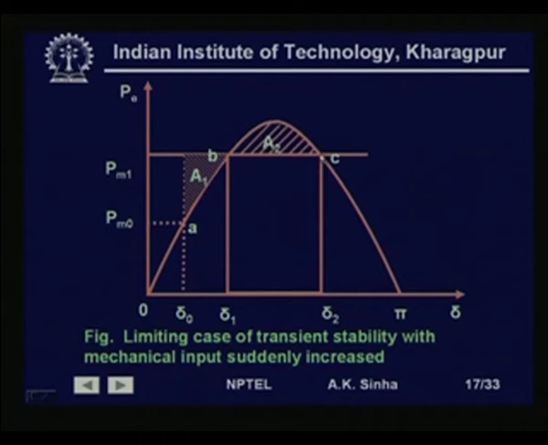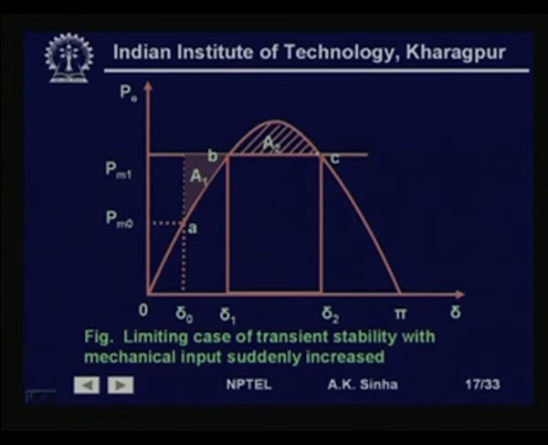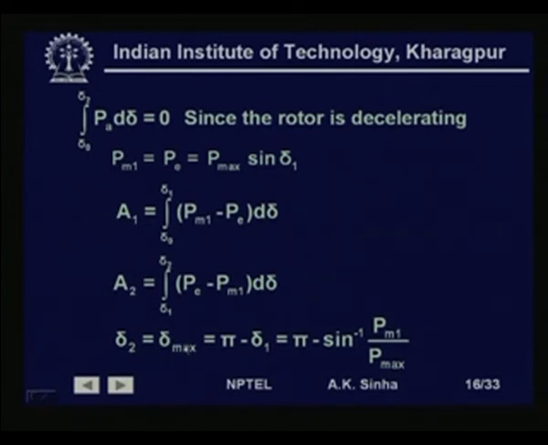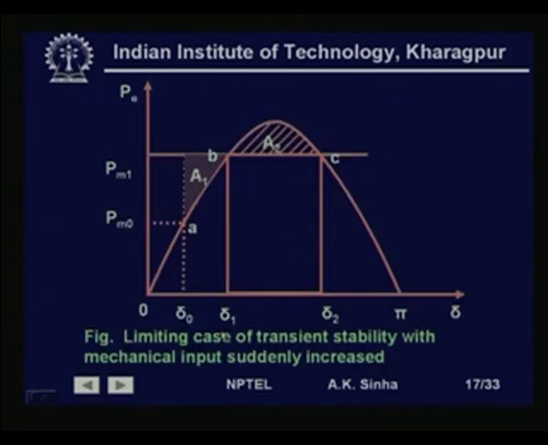So, this is what we call a limiting case, that is a case where the system is just stable, that is area A 1 is equal to the maximum decelerating area which is available, and the maximum decelerating area available will be this A 2 up to this point delta 2, and therefore, this is the maximum delta excursion that is possible, because if delta excursion goes beyond this, we will start getting further acceleration of the system, and delta will keep on increasing. So, under such a situation, when delta 2 is equal to delta max, that is the maximum delta which is possible for stability, this delta max is equal to how much? This is delta 1, and this will be pi minus delta 1.